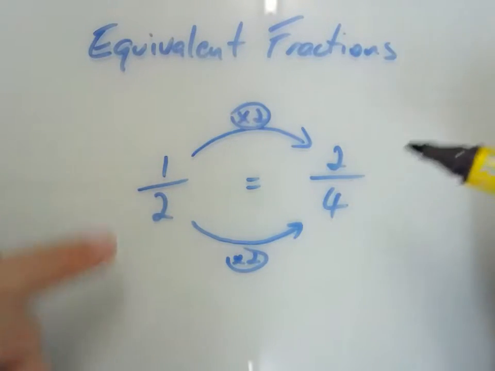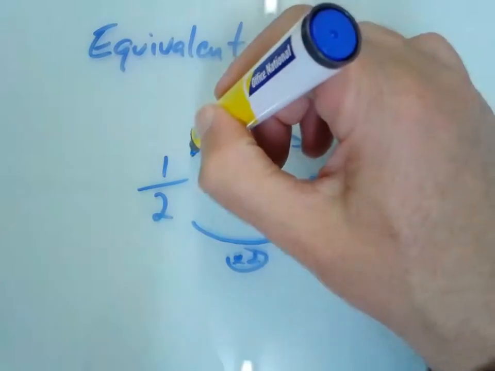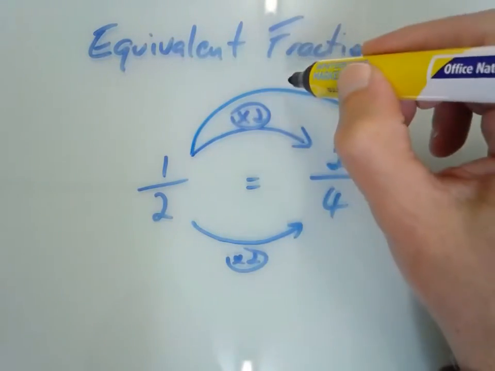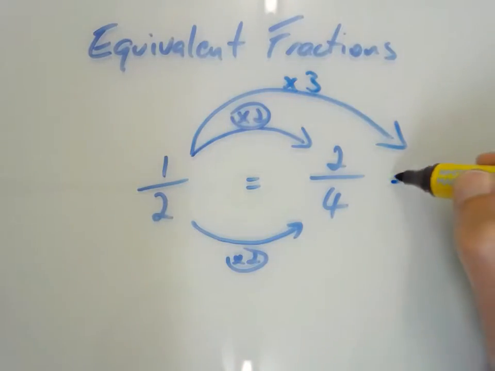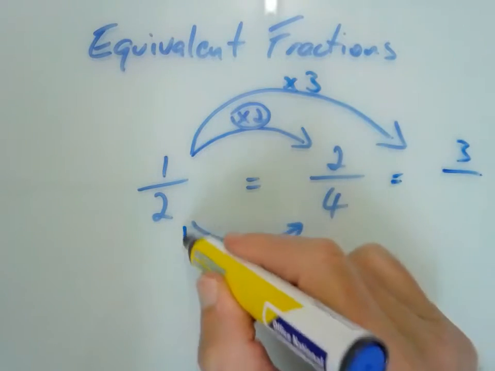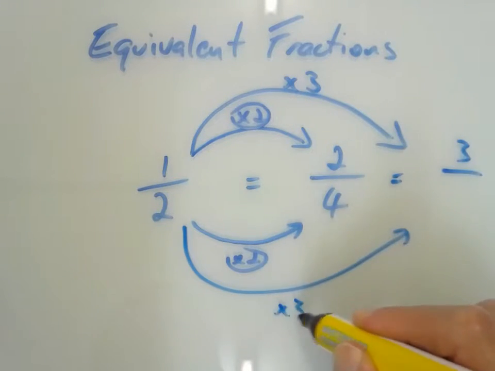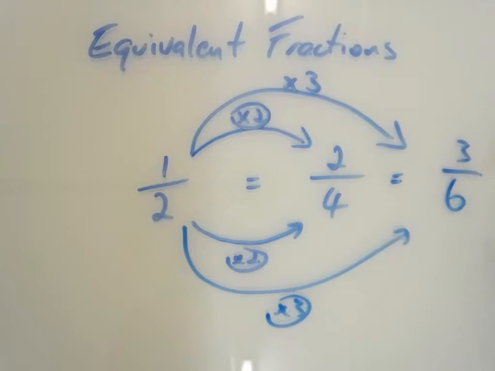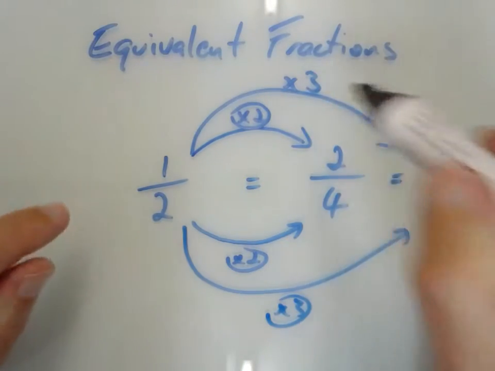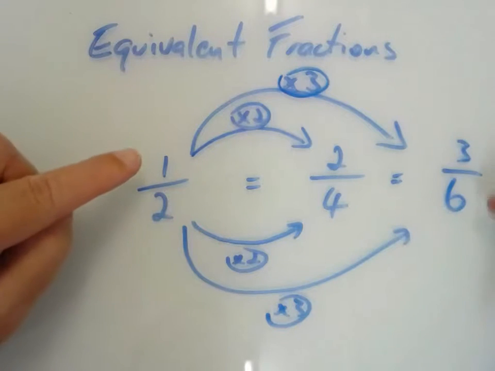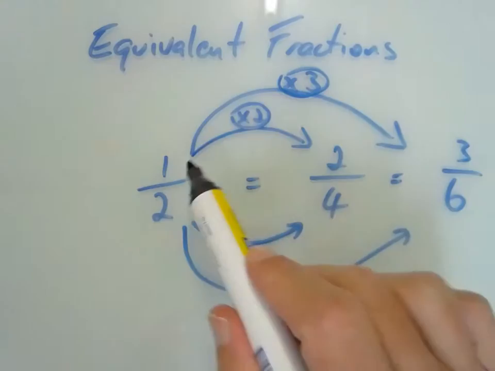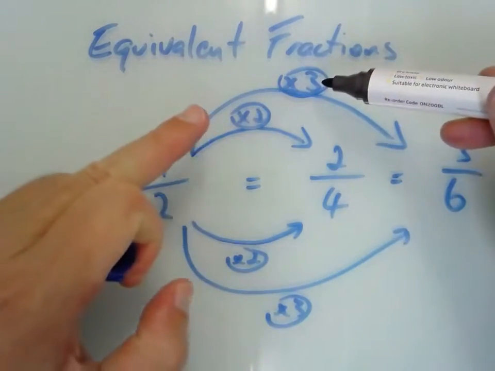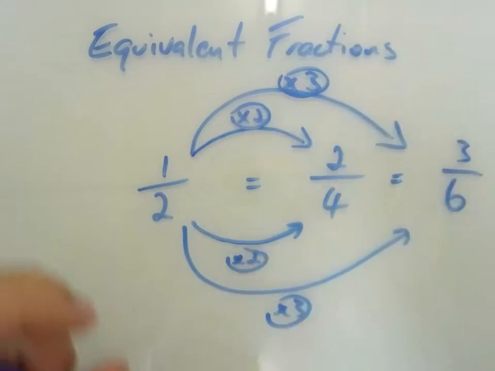So long as we multiply the top and bottom by the same number, our fractions will be equivalent. So technically, I could also go times 3. What's 1 times 3? 3. What's 2 times 3? 2 3s are 6. Can you see how when I multiply top and bottom by 3, 3/6 and 1/2 are exactly the same? So we're going to be doing lots of these little arrows with our bubbles, and the bubbles just need to be the same on the top and the bottom.